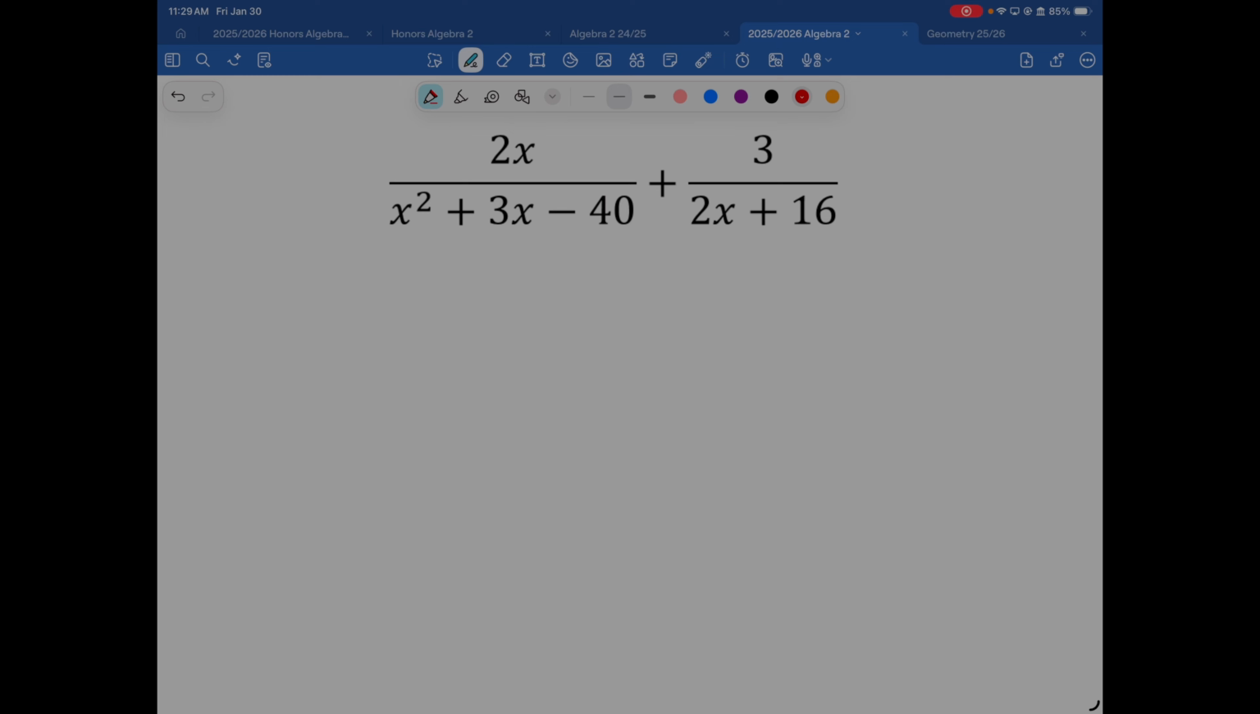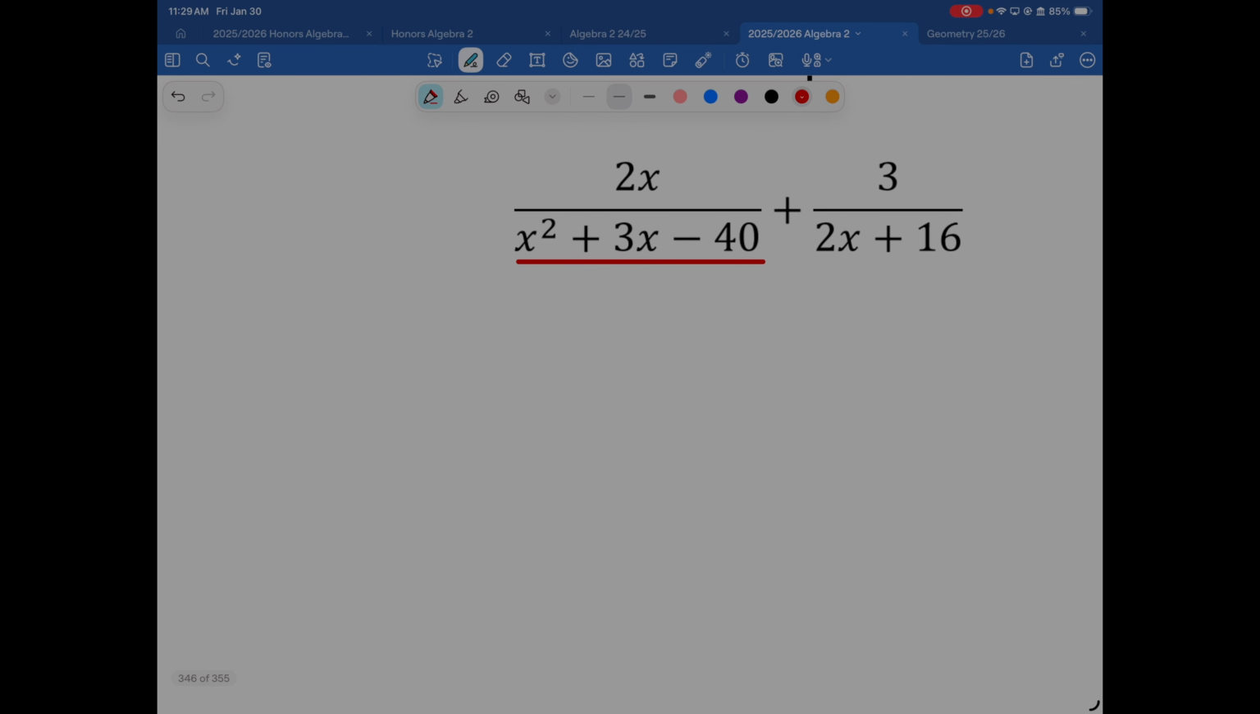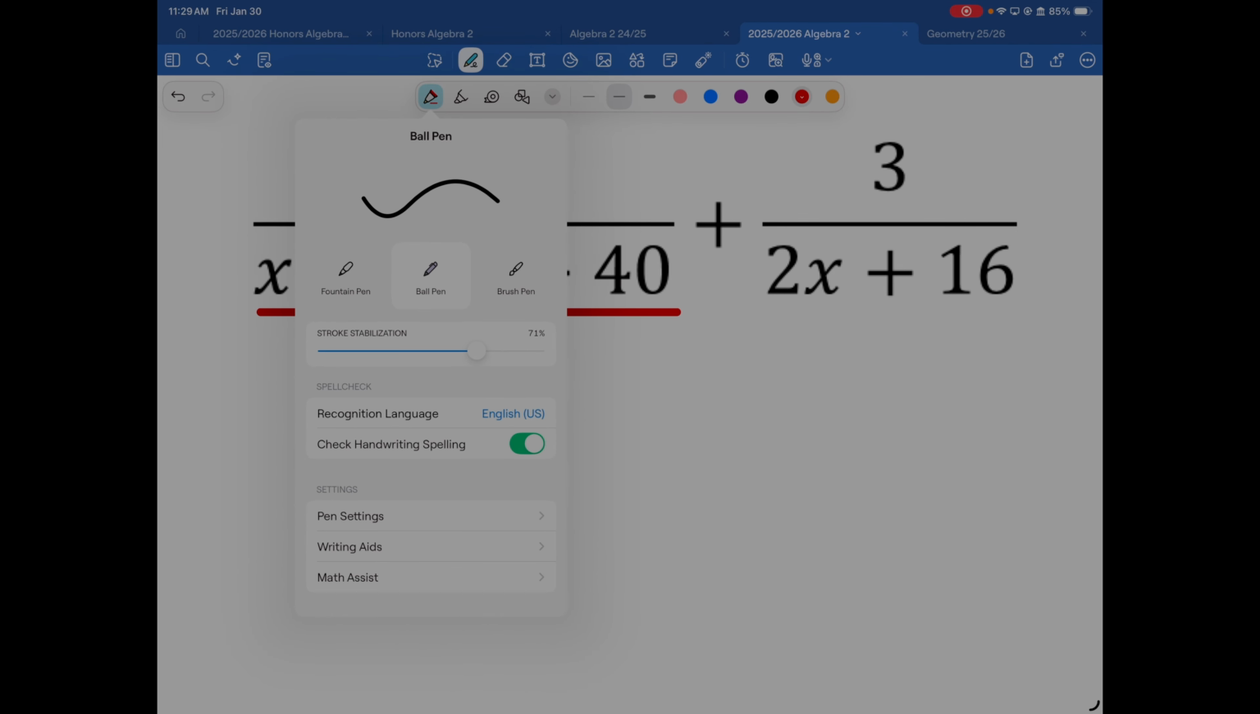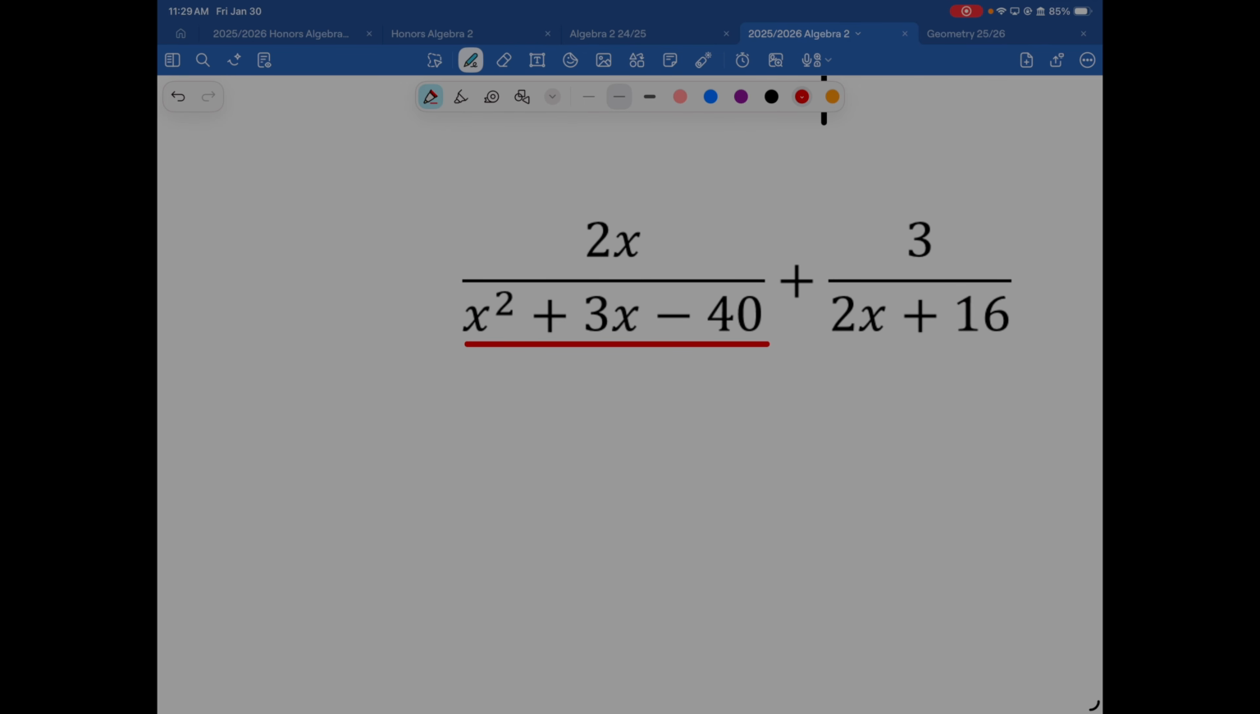So our first step has to be to factor first. Always factor first. And you look over each term. Can 2x be factored? No, it can't be factored. x squared plus 3x minus 40. It's a trinomial. So because it's a trinomial, that means I'm going to try the x method.